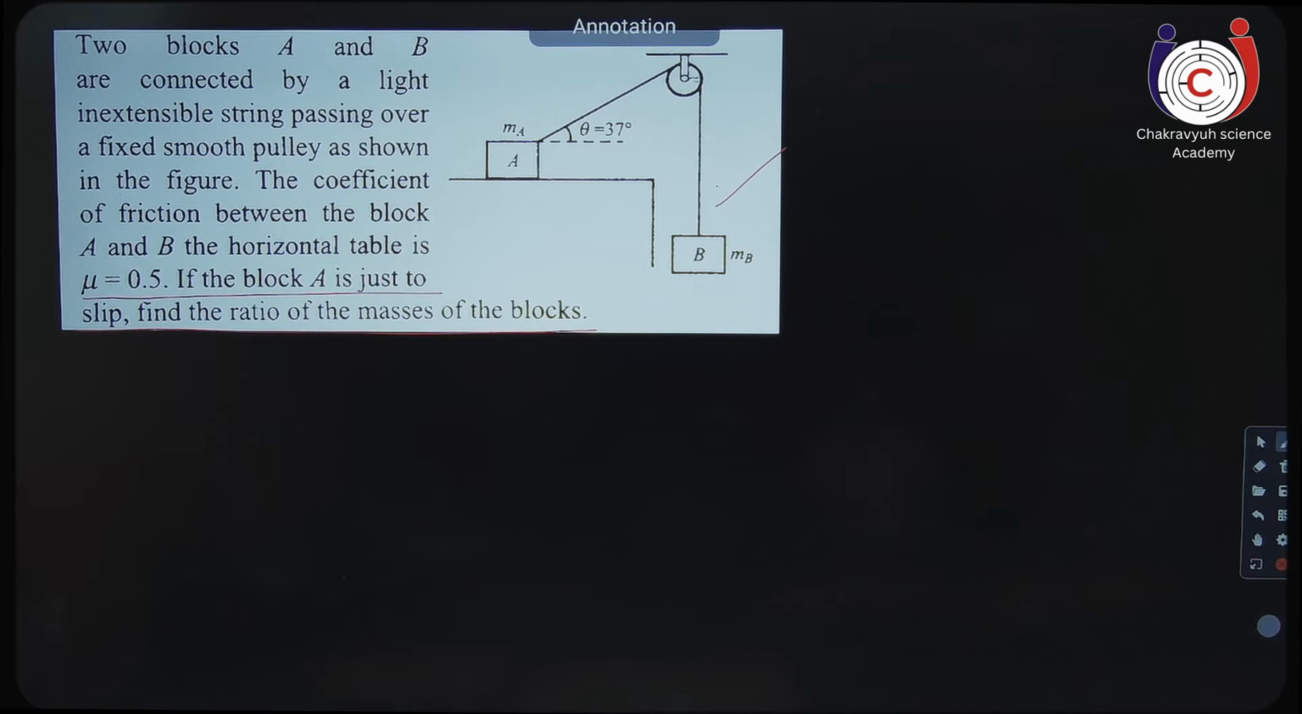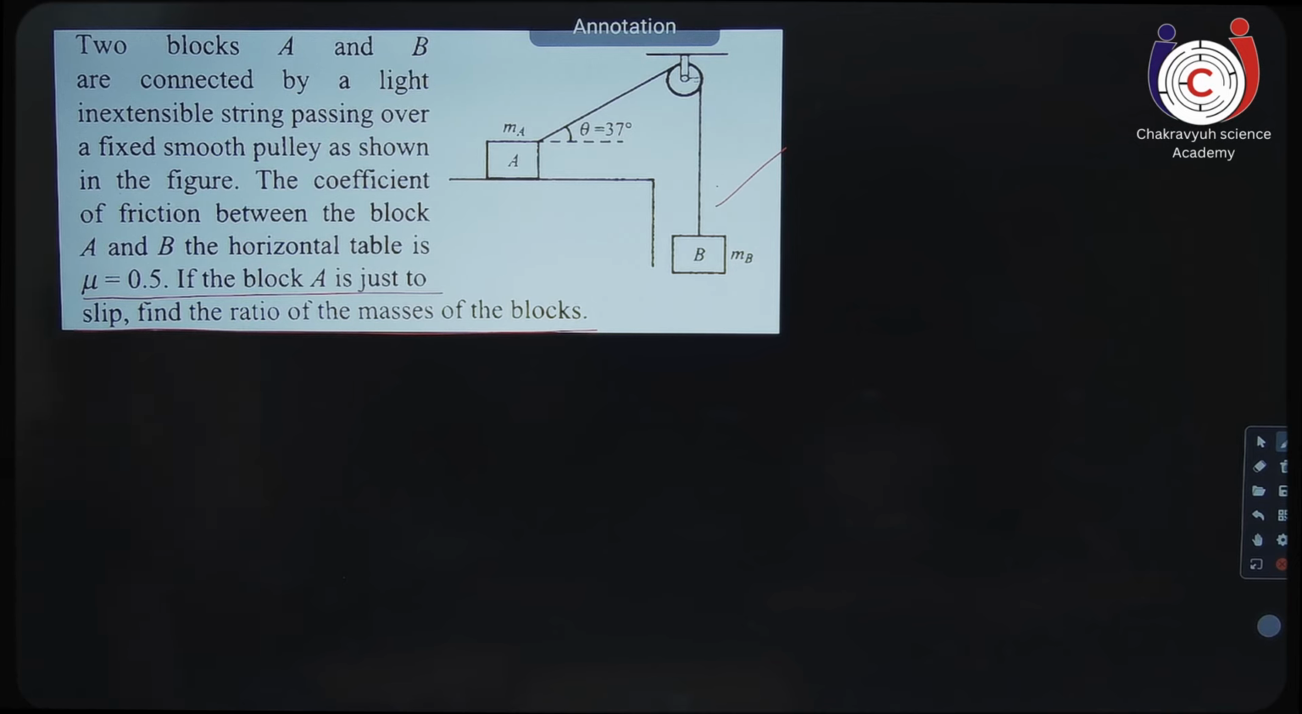All of you try to draw the free body diagram. Everyone draw the free body diagram. Just to slip means it is just about to move. If it is just about to move, the force you are applying should be equal to what? Fs max. Whenever they use the words tendency to move, just about to move, or just about to slide, it means the force you have applied is almost the same as Fs max, or just greater than Fs max.